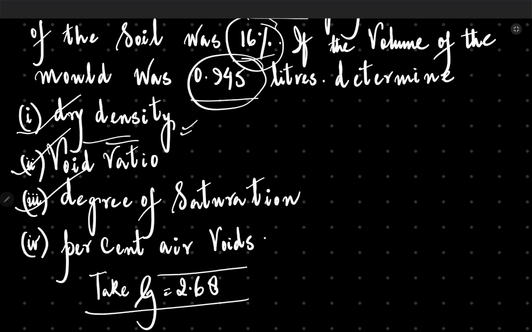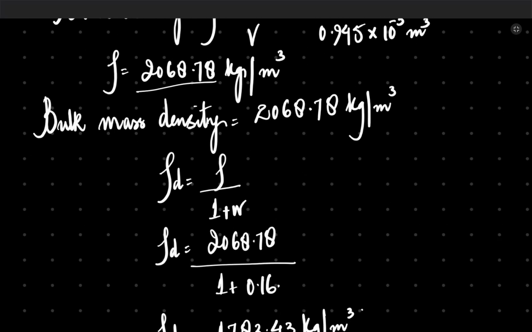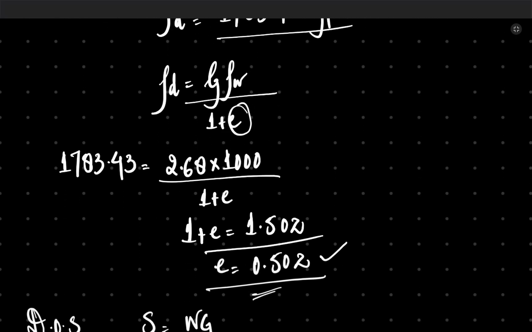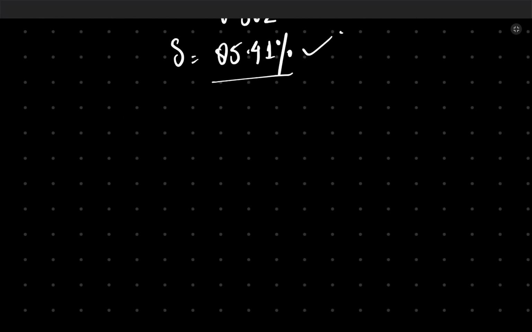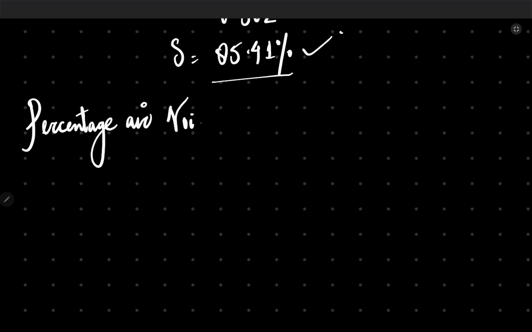Now, the last thing that we need to find is the percent air voids. Percentage air voids is the ratio of the volume of air to the total volume. Ratio of volume of air to the total volume. This I have to find.